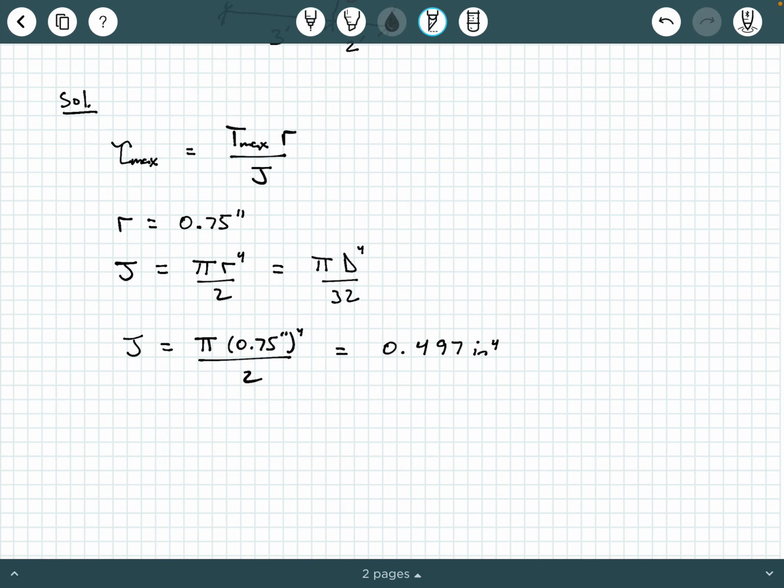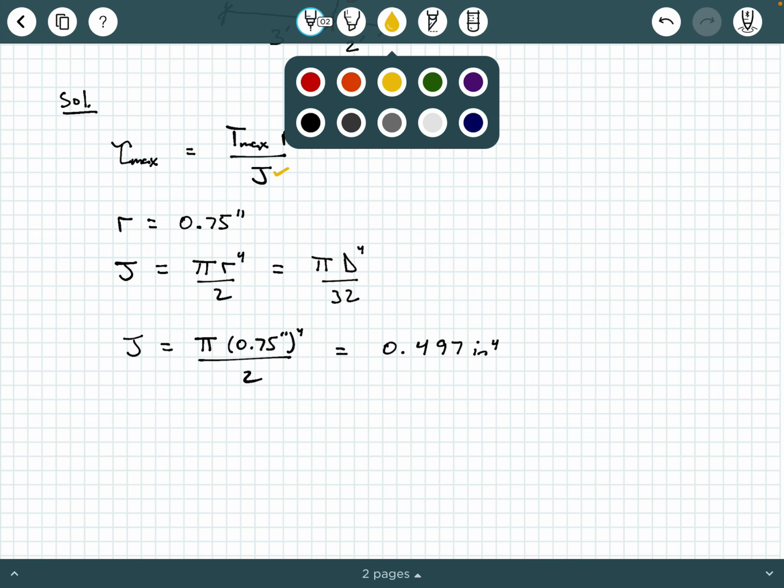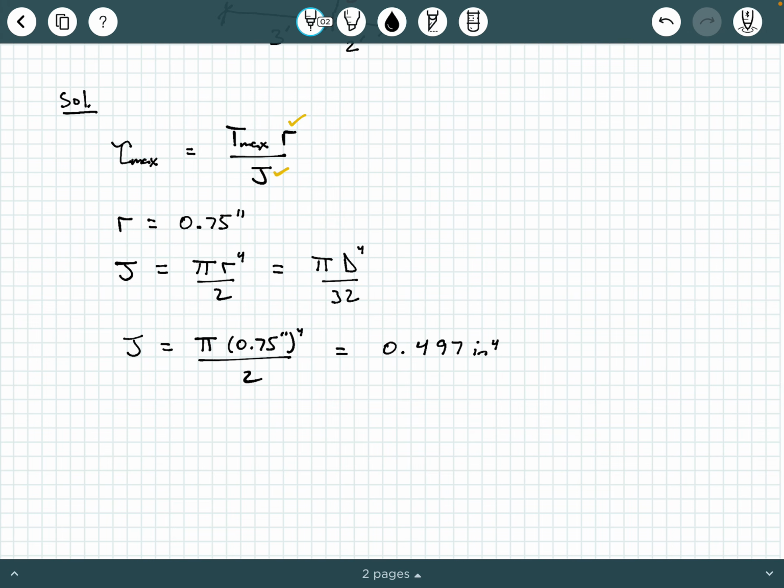Remember, it's a moment of inertia. J is polar moment of inertia. It has units of length to the 4th power, okay? So that takes care of two of these components of the equation immediately, R and J. Now, what about tau max? I'm sorry, T max. What about T max?